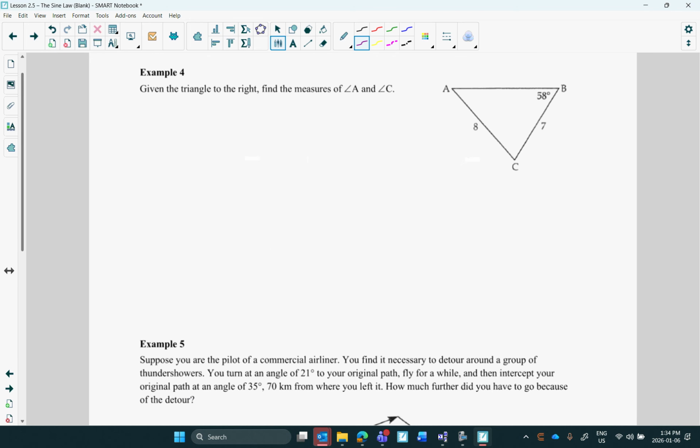So we've seen how we can use sine law to find the missing side. How about missing angles? Well, you still set it up the same way. So let's find angle A first. What side is opposite angle A? 7. So therefore, I could write 7 over the sine of A equals. Well, what's the side and opposite angle that I do know? 8 over sine 58, right?